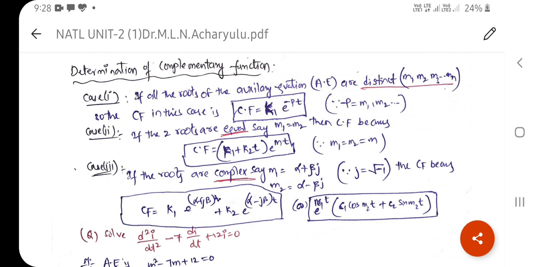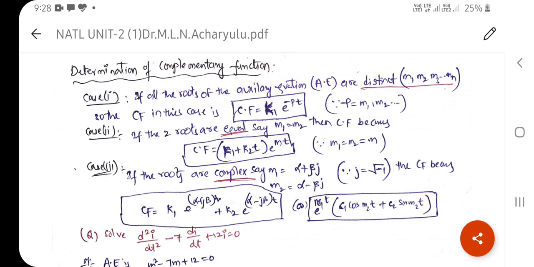In case three, if the roots are complex conjugates, alpha plus j beta and alpha minus j beta, as m1 and m2 respectively, where j is the square root of minus 1, or j square is equal to minus 1, then the complementary function is k1 e power (alpha plus j beta) t plus k2 e power (alpha minus j beta) t. These are the specific different cases we need to apply in the complete solution of a given differential equation.